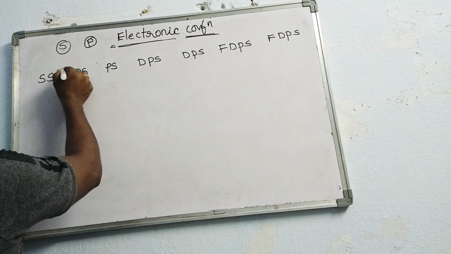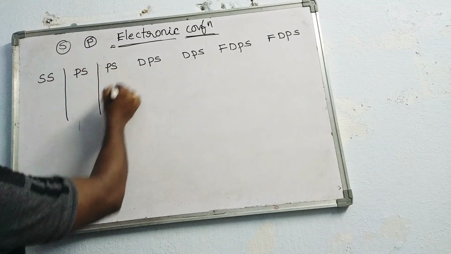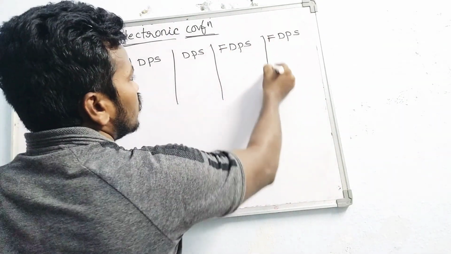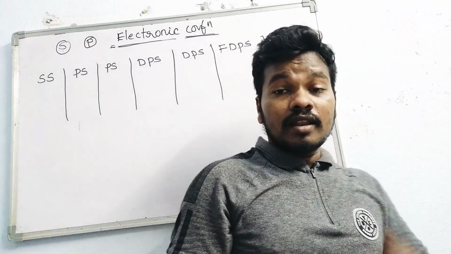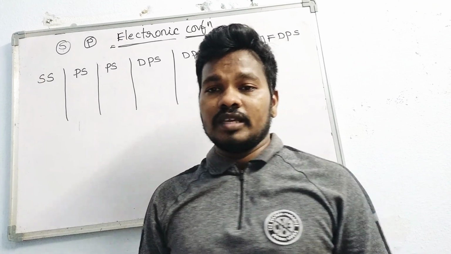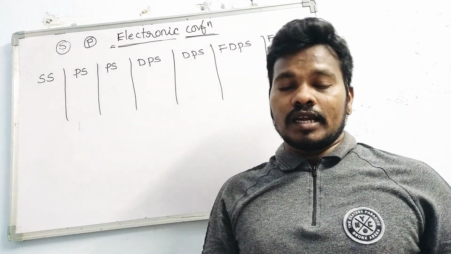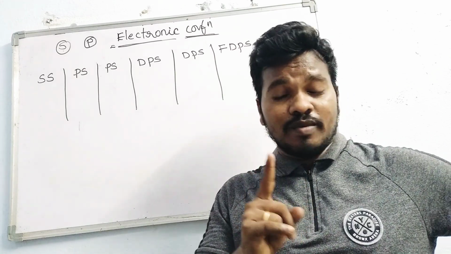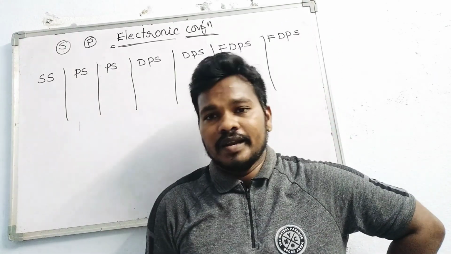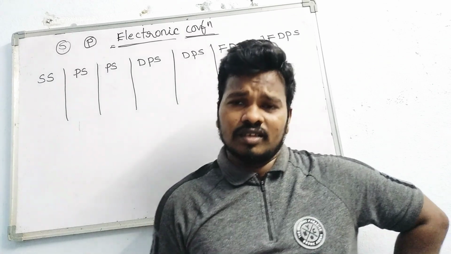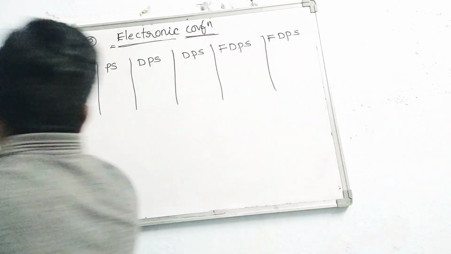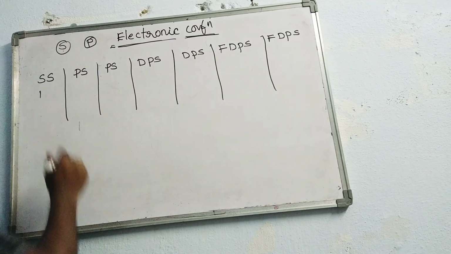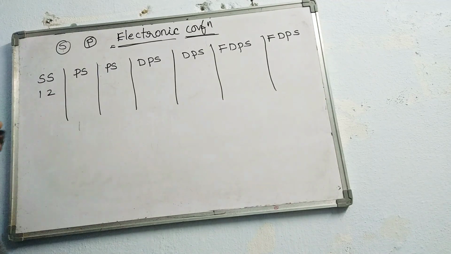Just write like this. After that we have to make the lines like this. Here you have to write some numbers. If you write the numbers, then writing the electronic configuration is very easy. Whenever we write numbers, which number do we write initially? The first number. So here also write the first number, 1. After that, what number will come? Number 2 will come.